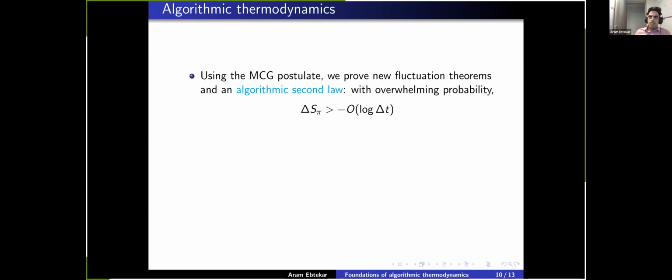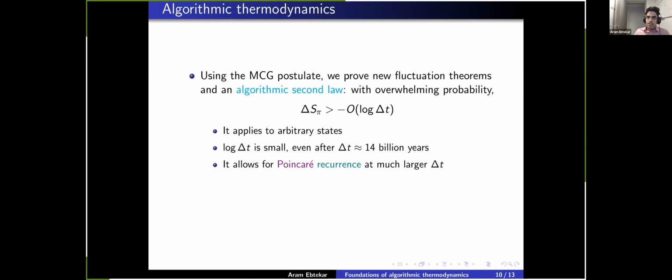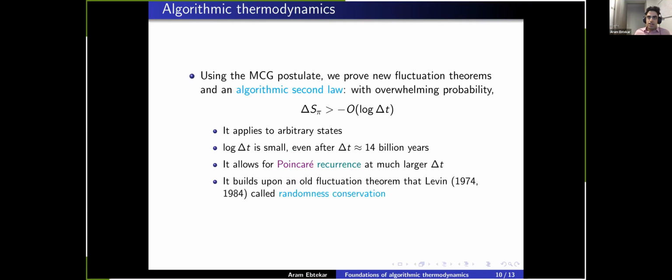So now if we use the MCG postulate, you can prove a whole set of new fluctuation theorems and an algorithmic second law. With overwhelming probability, once again, but now with the algorithmic entropy, you find that it cannot decrease by a substantial amount. This applies to arbitrary states, no distributional assumptions. And this log delta t term is very small. Even if you wait the whole age of the universe, this is small. For this decrease to be substantial, you need to wait ridiculous amounts of time, which is to be expected. Eventually you do expect Poincaré recurrence and all that.